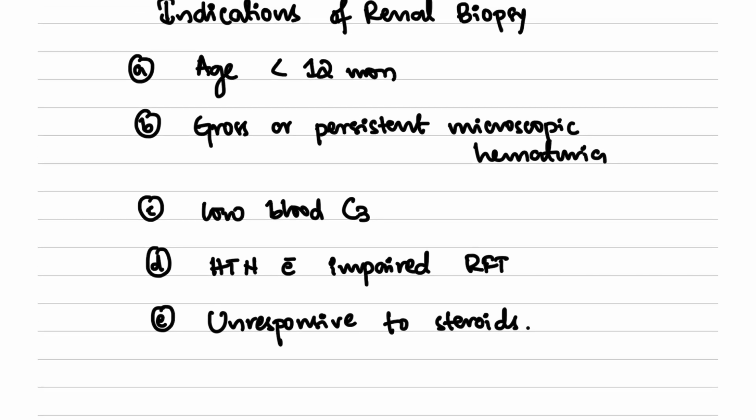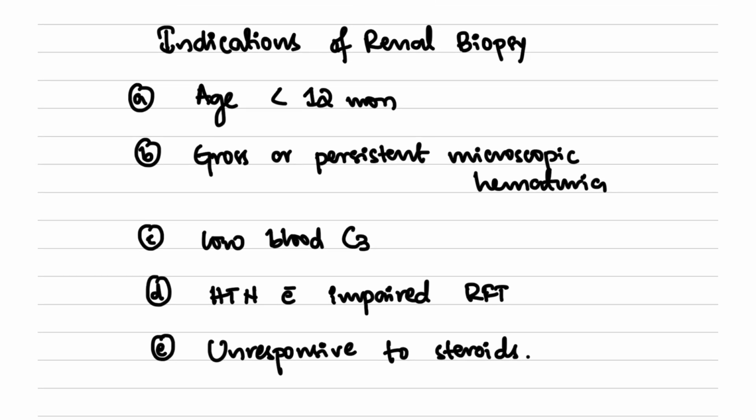So these are the 5 indications for renal biopsy: age less than 12 months, gross or persistent microscopic hematuria, low blood complement 3 levels, hypertension with impaired RFT, as well as unresponsiveness to steroids.